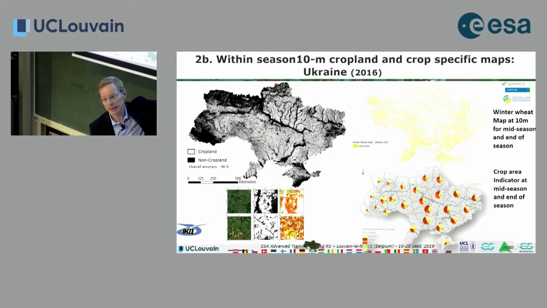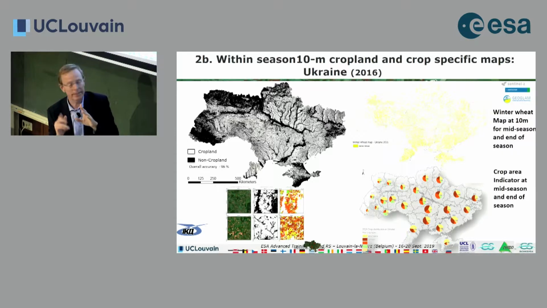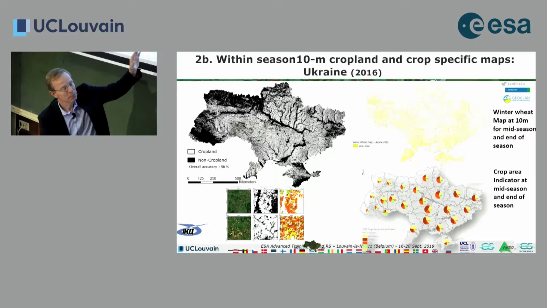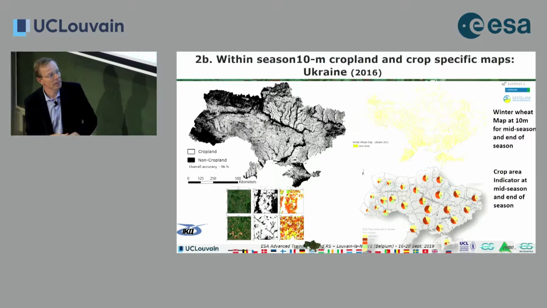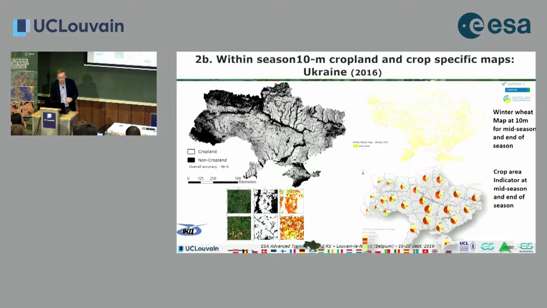And then you can retrieve the area indicator. This is not the area estimate, an area indicator at mid-season and at end of season for the main crop in this case. Per oblast, we will do that this afternoon.